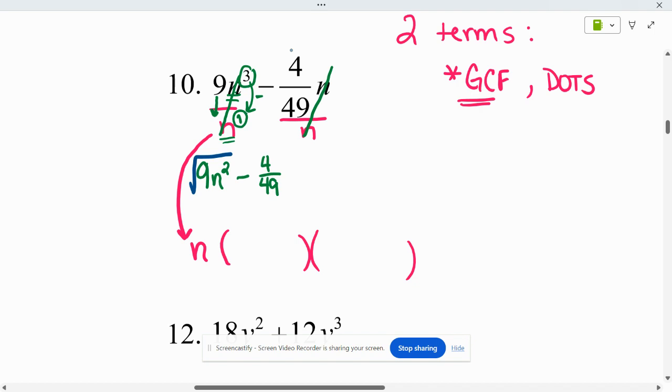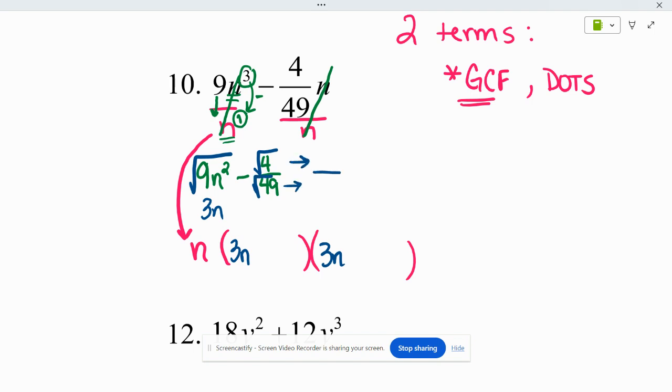So the square root of 9n squared is what? 3n. So I'm going to put a 3n in the first parenthesis and a 3n in the second parenthesis. We're going to break this fraction up just like we talked about it. We're going to write it as the square root of the numerator and then the square root of the denominator. Okay. So what is the square root of 4? 2. And what is the square root of 49? Oh my goodness. So I'm going to put a 2/7 and a 2/7.